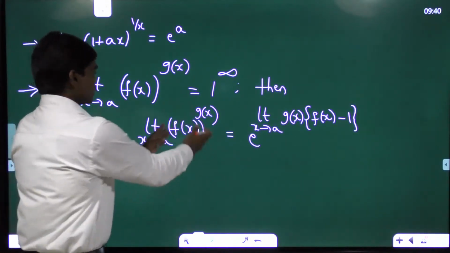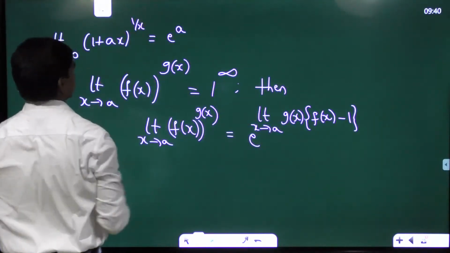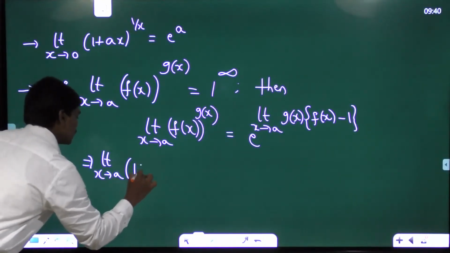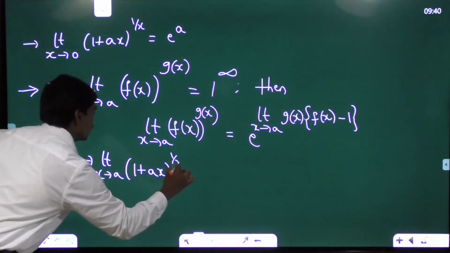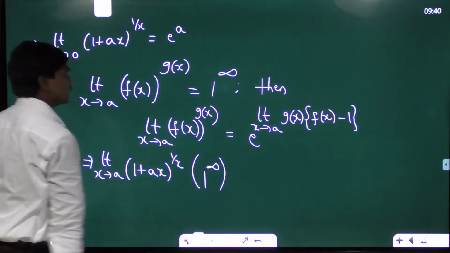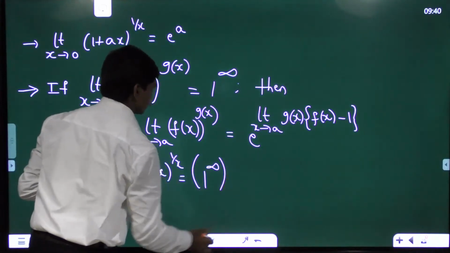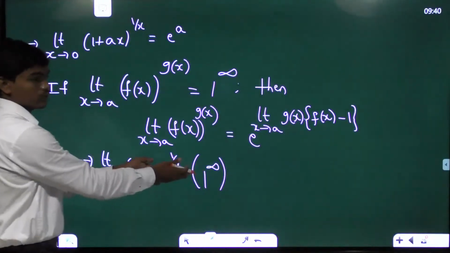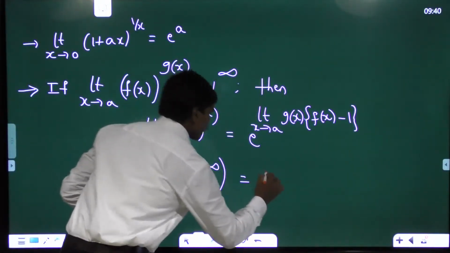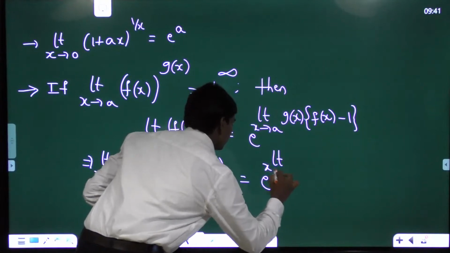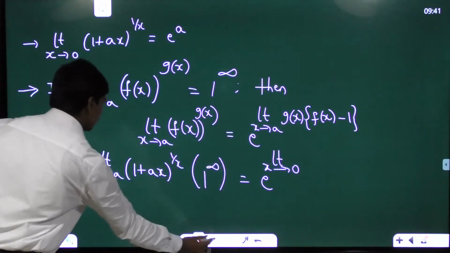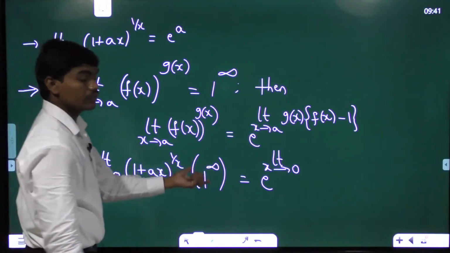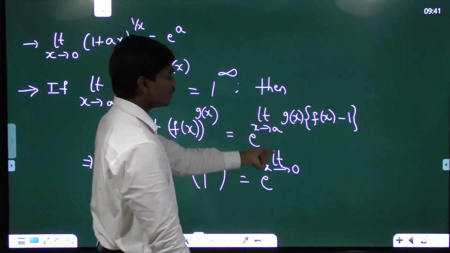Now if you try this model for this particular problem, limit x tends to 0, (1 plus ax) whole power 1 by x, which gives me a 1 power infinity form when I evaluate it. This is just for your understanding. So this is giving you a 1 power infinity form. We can apply here e power limit x tends to 0. What is g of x out of these two functions?